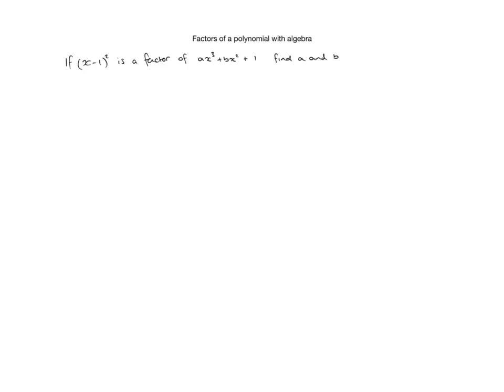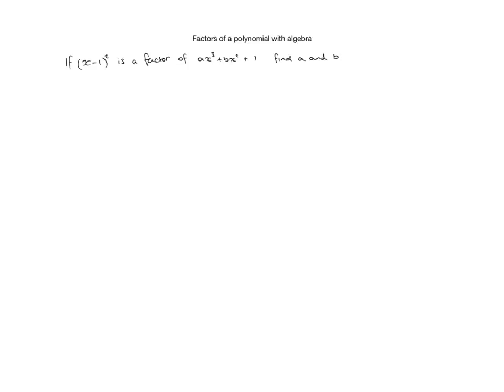Hi guys, so this is factors of a polynomial with algebra running through, and we've been asked to find a and b if x minus 1 all squared is a factor of the polynomial ax cubed plus bx squared plus 1.